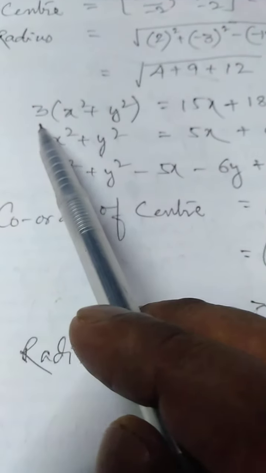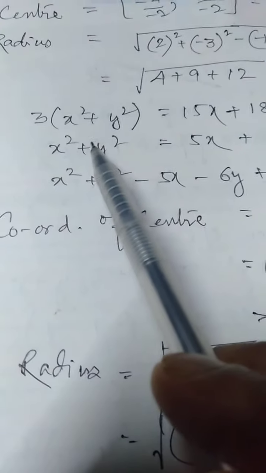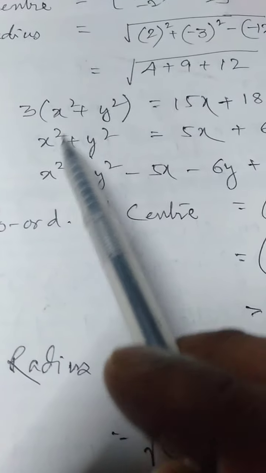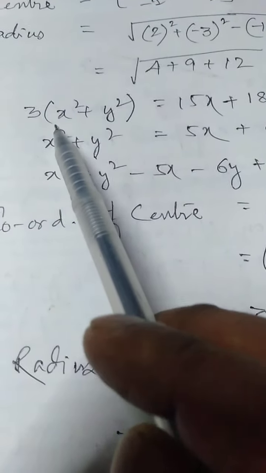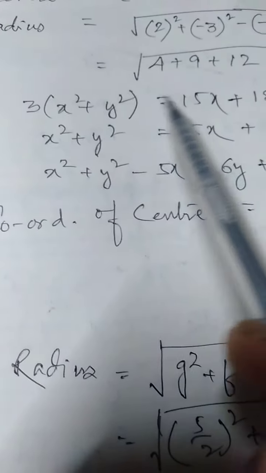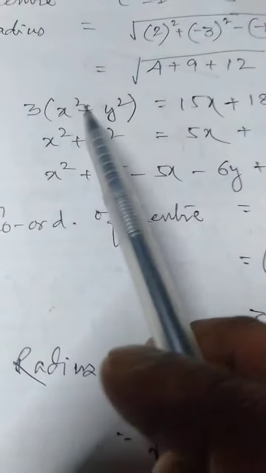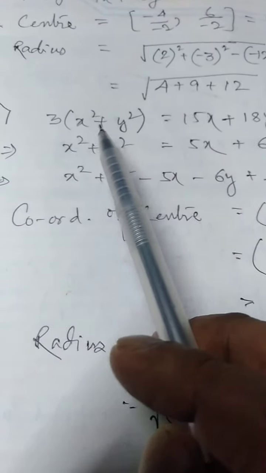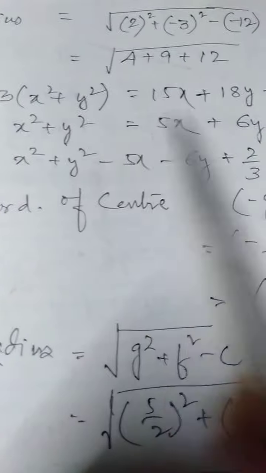Next sum. If x square and y square are having any coefficients: see, in equation of circle, x square and y square will always have the same coefficients. You will not get 2x square plus 3y square, never. Always x square and y square will have the same coefficient. If they have any coefficient, then before finding the center or radius, you divide with that number so that x square and y square have coefficient one.